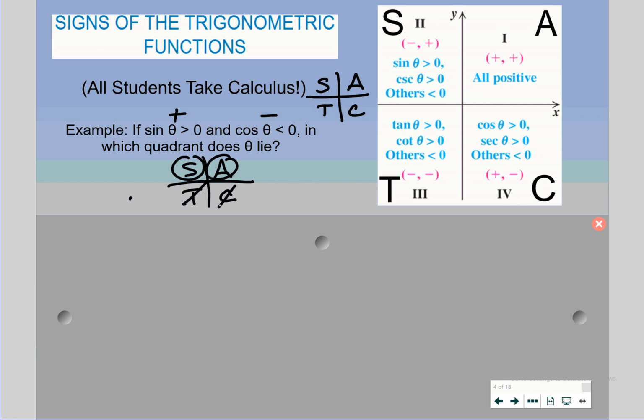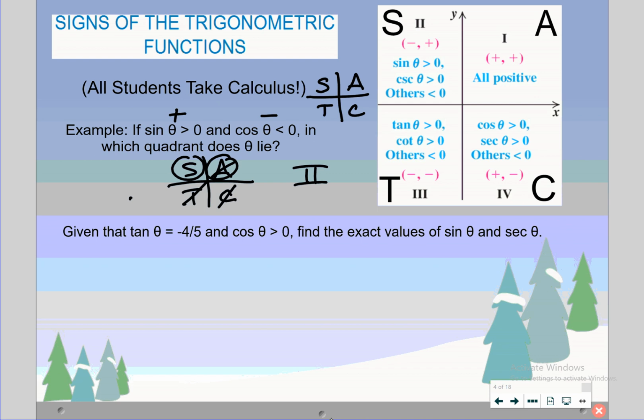But now I know cosine's a negative. So that narrows it down more. Is it in 1 or 2? How do you know it's in 2? Because if it was in 1, cosine would be positive. Everything's positive in quadrant 1. So because something's negative, it can't be in quadrant 1. Okay?